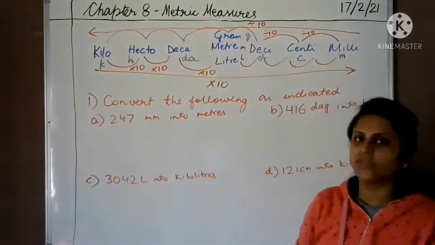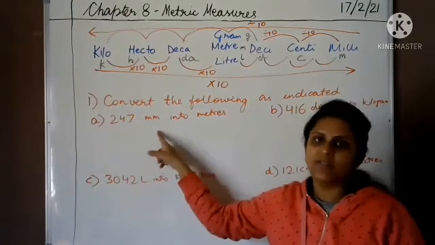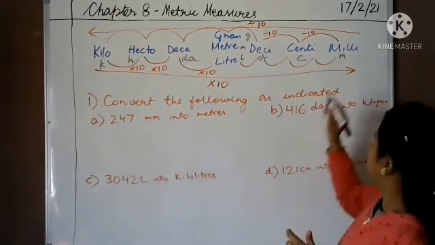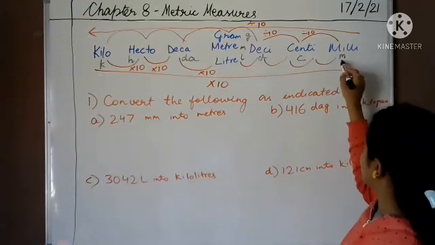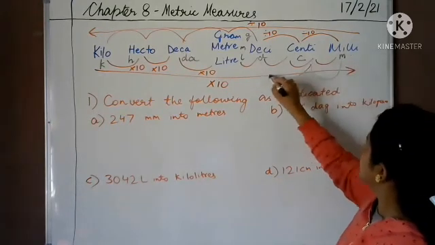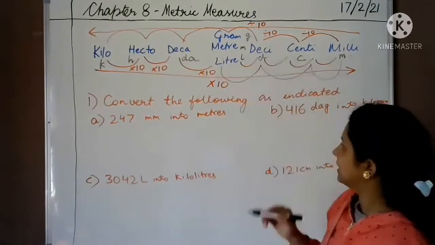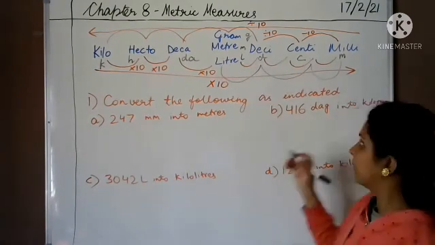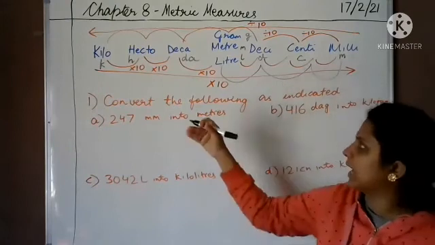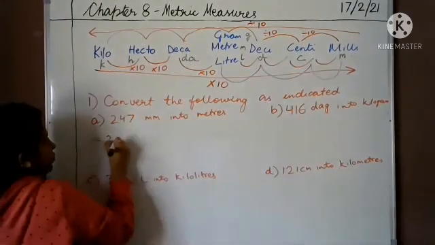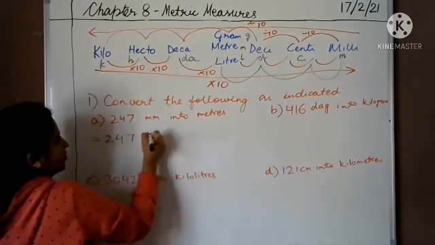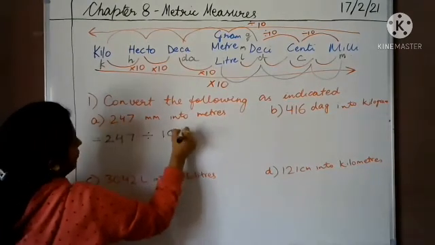So we have to convert 247 millimeters into meters. So millimeter is here and meter is here. So हमें कितने बार जंप लेना पड़ेगा? 1, 2 and 3, right? 3 times. और हम किधर आ रहे हैं? From lowest to highest. So we have to divide. This means 247 is to be divided by 1000.